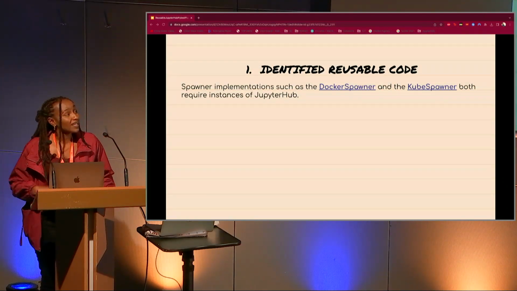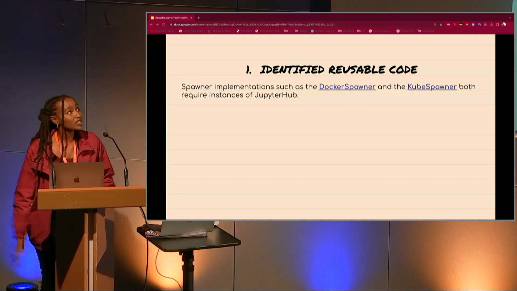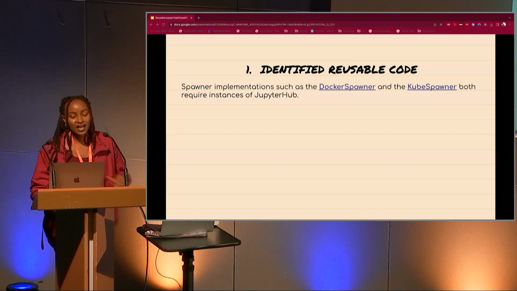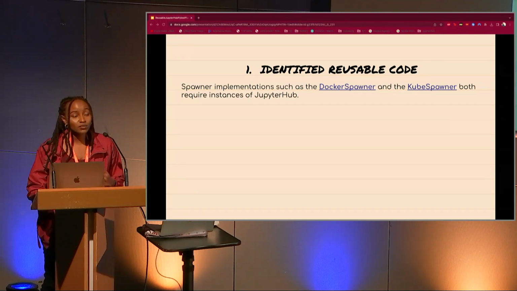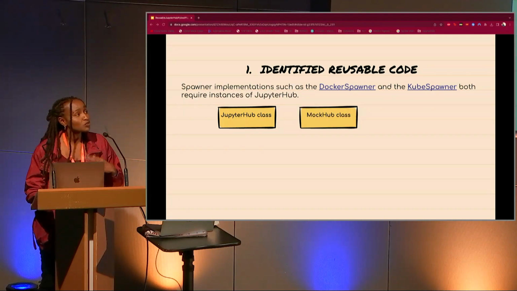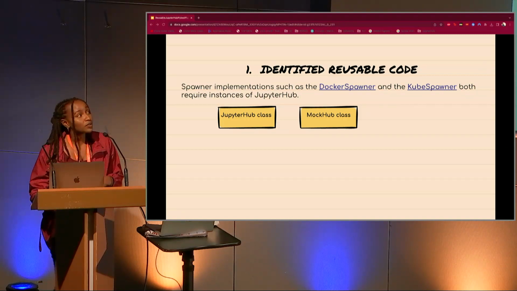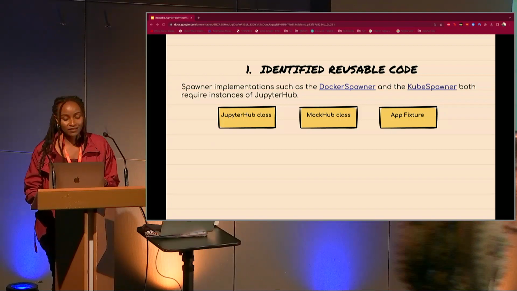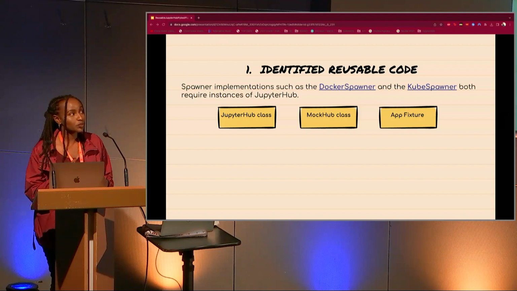We started off by studying spawner implementations, and we noted that the Docker spawner and the Kube spawner both require instances of JupyterHub. And you can have an instance of JupyterHub to use in your test suite by either importing the entire JupyterHub class, importing the mockup class, which provides mocked implementations of some of JupyterHub's functions, or you can import the app fixture from JupyterHub's conftest.py file that utilizes the mockup class to provide a lightweight running JupyterHub application.